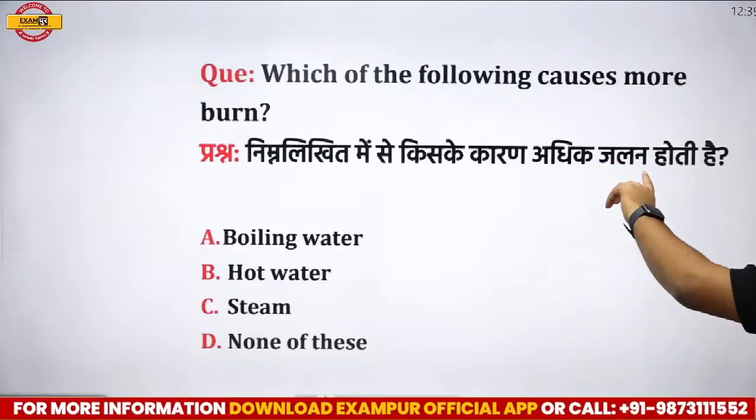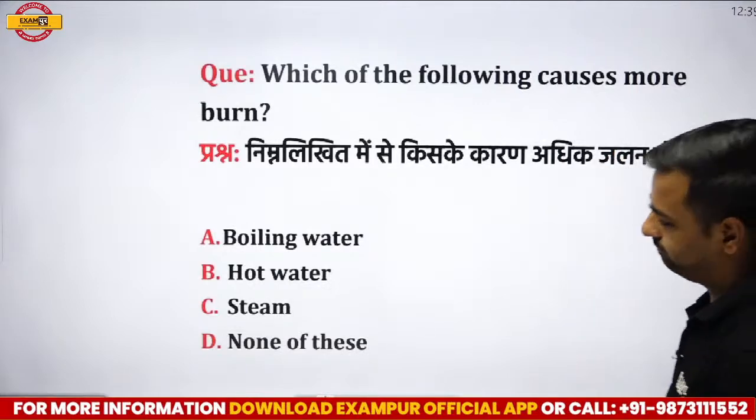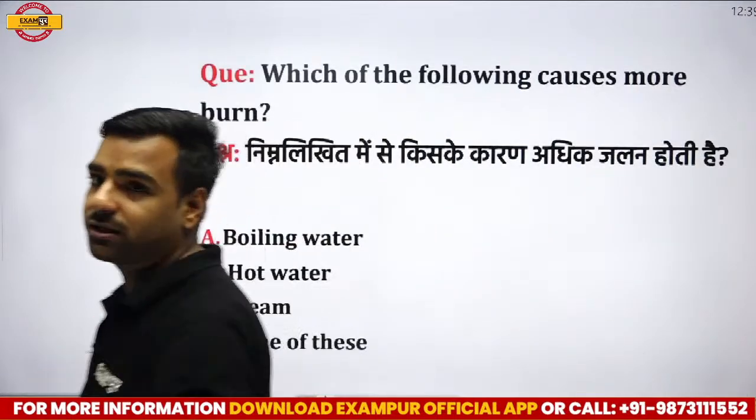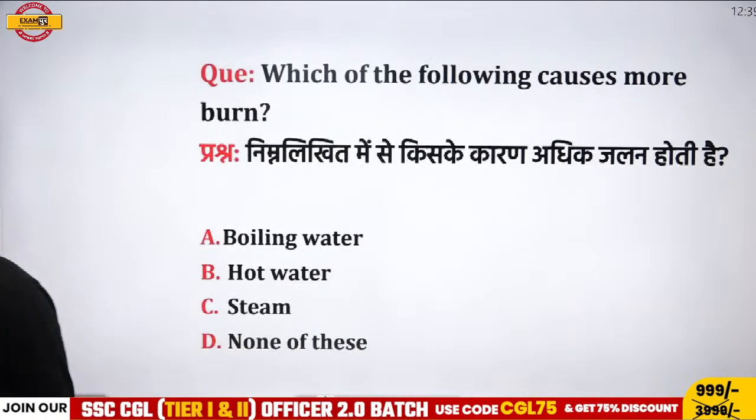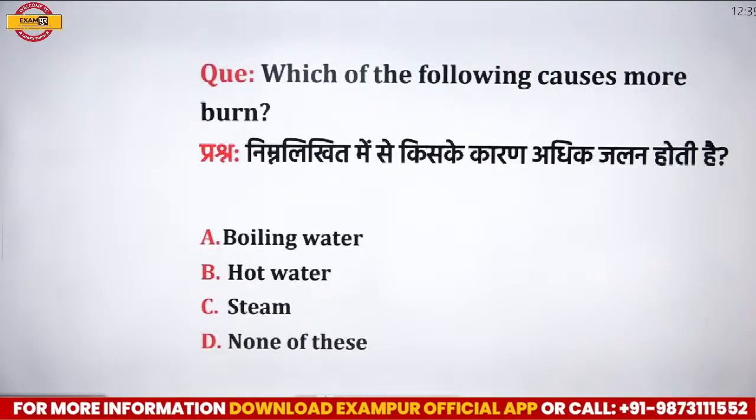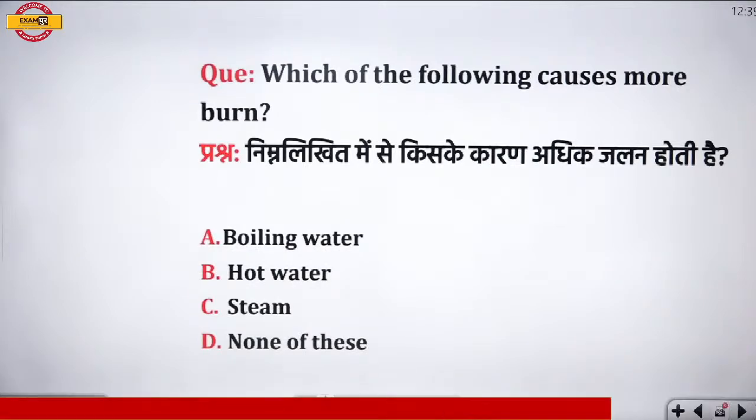Next, which of the following causes more burn? Second time I'm asking this question. It is important. Yes, the question is, which of the following causes more burn? So can you answer this part?